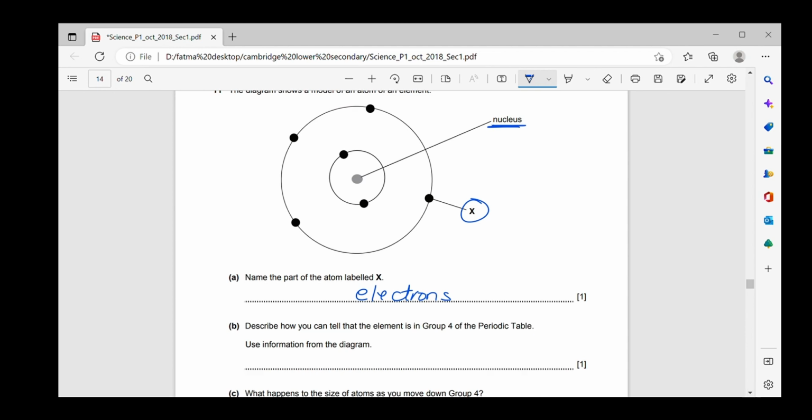Describe how you can tell that the element is in group 4 of the periodic table. How can you tell this is an element in group 4? We know that group 4 have 4 electrons in the outer shell, and here in the outer shell, we have 4 electrons. So the answer is that it has 4 electrons in the outer shell. That's why it's in group 4.